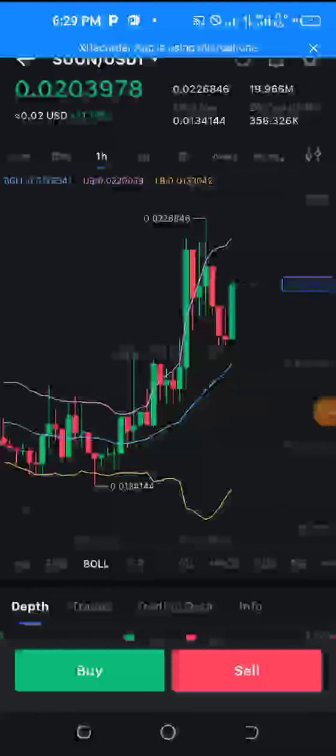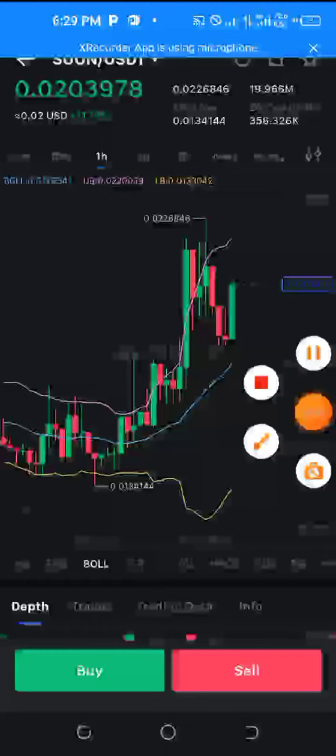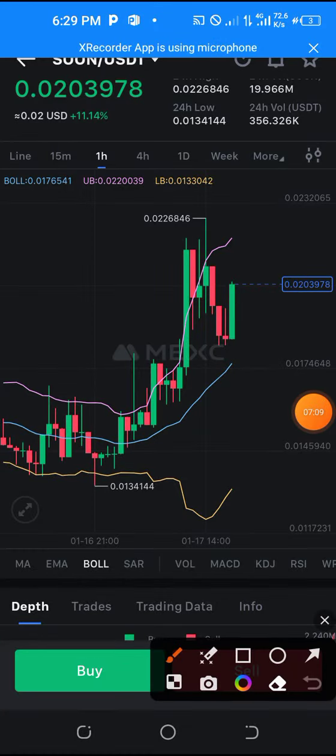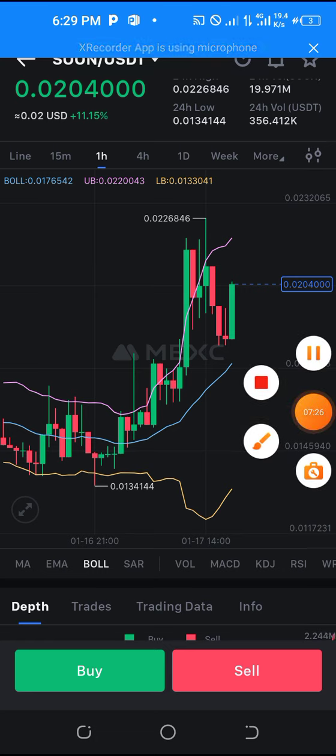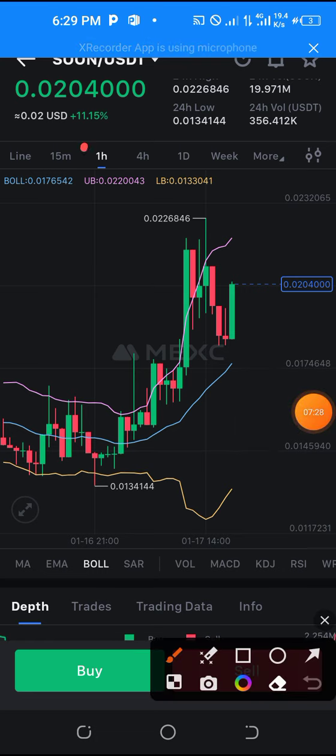Number one, once you get to the spot section, look for this coin. Just follow me. Look for this coin. Once you have already funded your wallet, look for the coin, click on it. Once you click on it, click on the candle. Once you click on this candle, activate the Bollinger Band. Once you activate Bollinger Band, click on 1 hour. Make sure it's on 1 hour time frame. Once on 1 hour time frame, you are good.